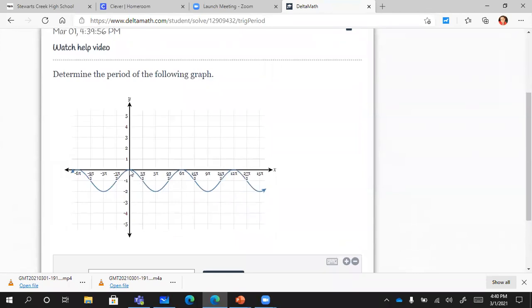So I like to pick from maximum to maximum. You guys can pick from midline to midline if you want to. I find maximum to maximum to be easier. So look, that maximum is at 6 pi, and the next maximum is at 12 pi. So the distance from 6 pi to 12 pi is 6 pi units. That's how long it takes to complete one cycle of a cosine graph.